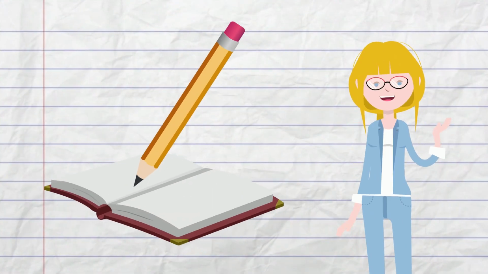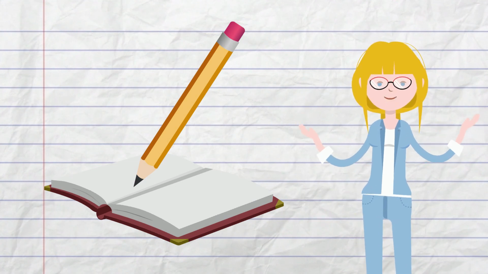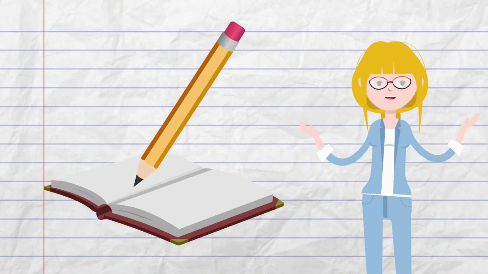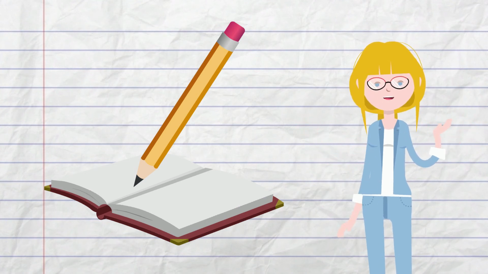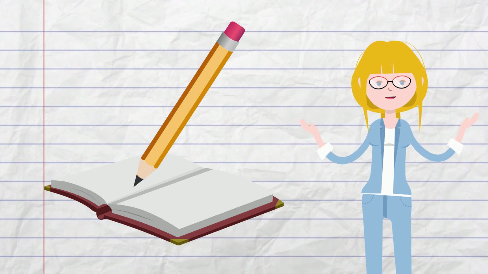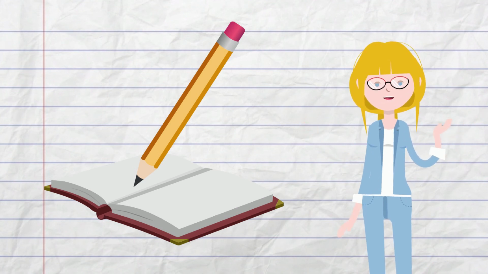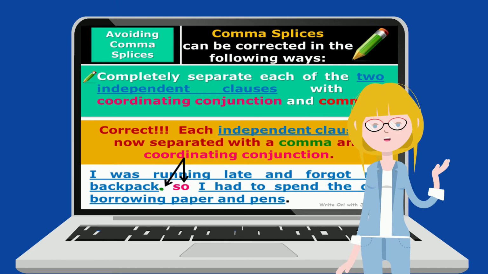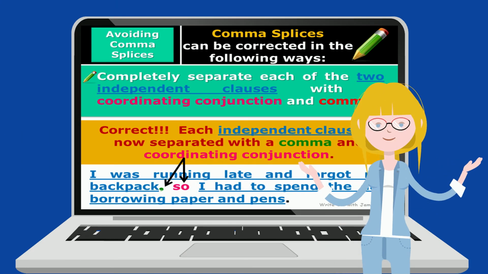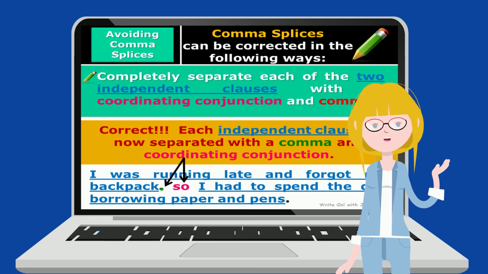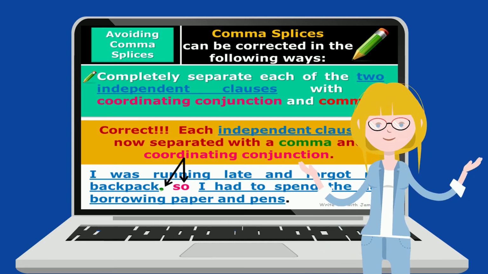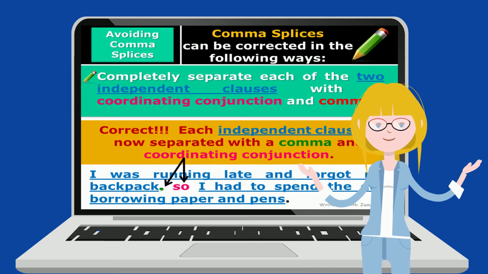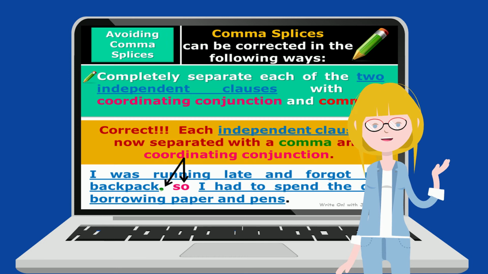This method of correcting a comma splice will add depth and maturity to your writing. You are showing how the sentences relate to each other, and a complex sentence is always a great way to make your sentence fluency in writing stand out. The final method we are going to discuss is to correct a comma splice by completely separating each of the two independent clauses with a comma and a coordinating conjunction.